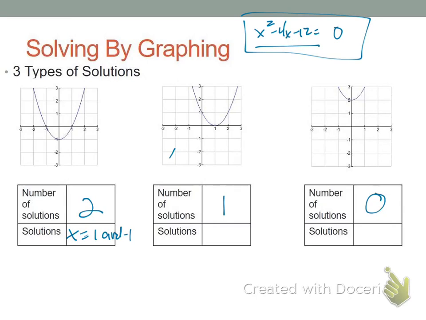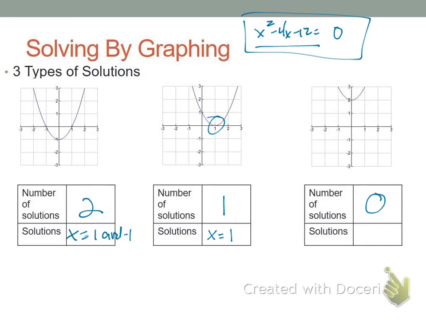Okay? Here, the parabola crosses or hits the x-axis at just 1. So that means the solution to the equation that goes along with that graph is just x equals 1.